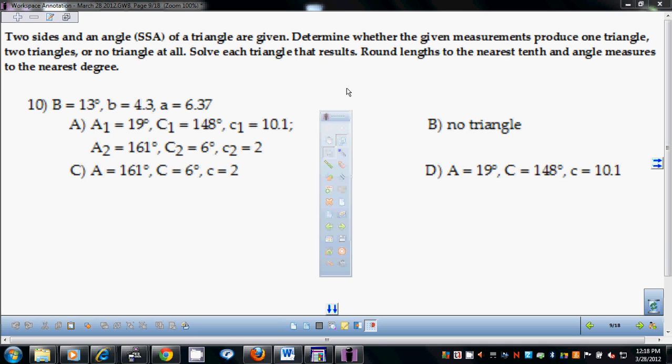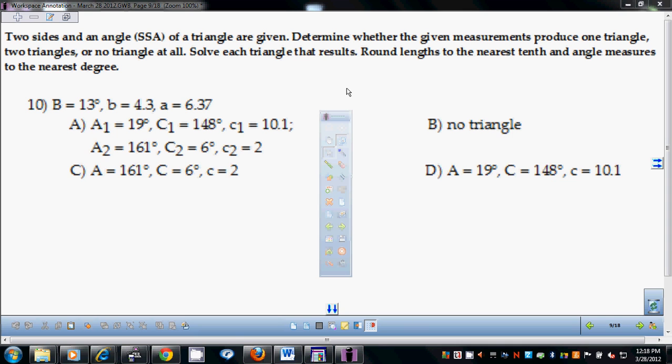So, let's do it. 6.37 sine 13. Somebody tell me what it is. 1.4. Is our side bigger than or less than that? Bigger. That's right. So it's two solutions. So we can immediately assume the answer is A.